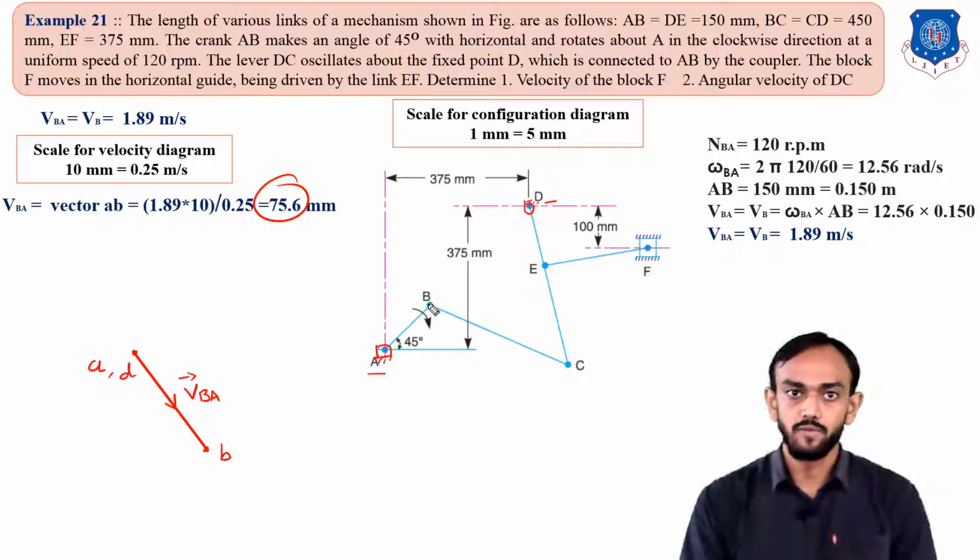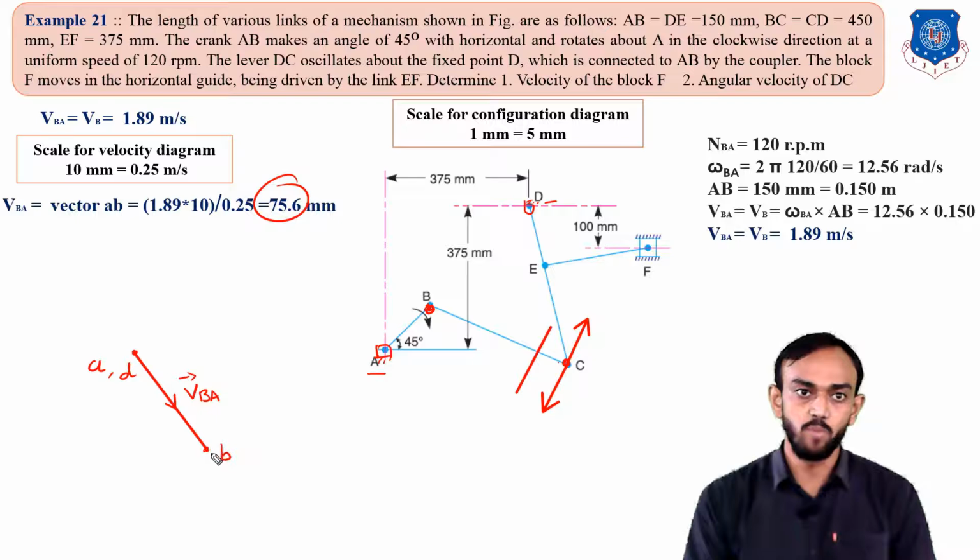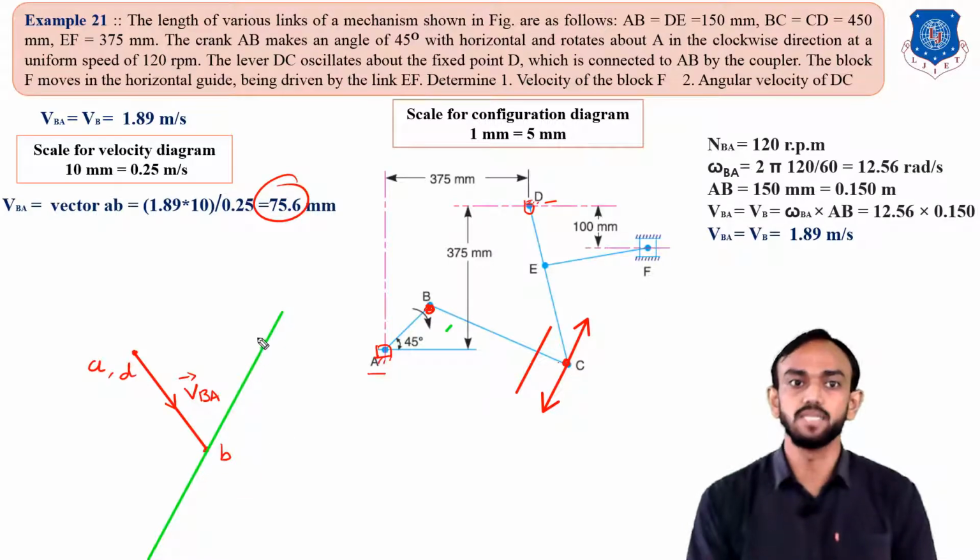Now, as you know, with respect to B, the velocity of this C point will be perpendicular to the link, in this direction or in this direction. So we will draw a perpendicular from this B point, but we don't know the magnitude right now, so we will just draw the perpendicular line here. This is the velocity of C with respect to B, so the C point will be on this line.